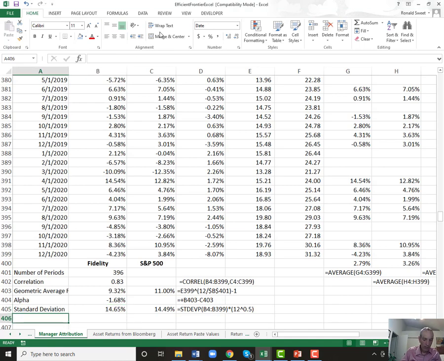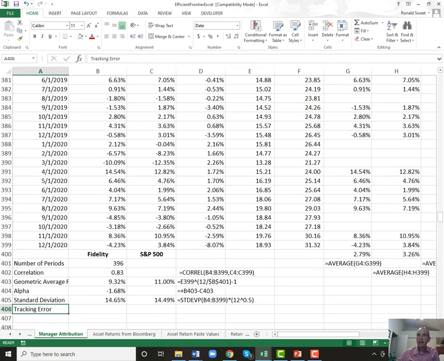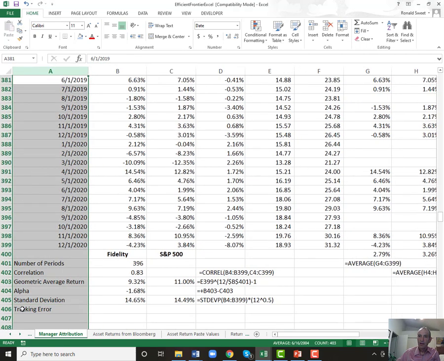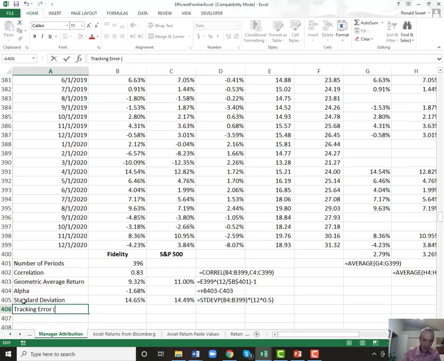The next thing we want is the tracking error. Now, tracking error, I'm going to expand this so we can see our titles a little better. Tracking error, for some reason, is not annualized. I can't explain that, but that's just the nature of the way we do this. I don't know mathematically why we do that. Tracking error is very, very simple. Tracking error is the standard deviation of the alpha.